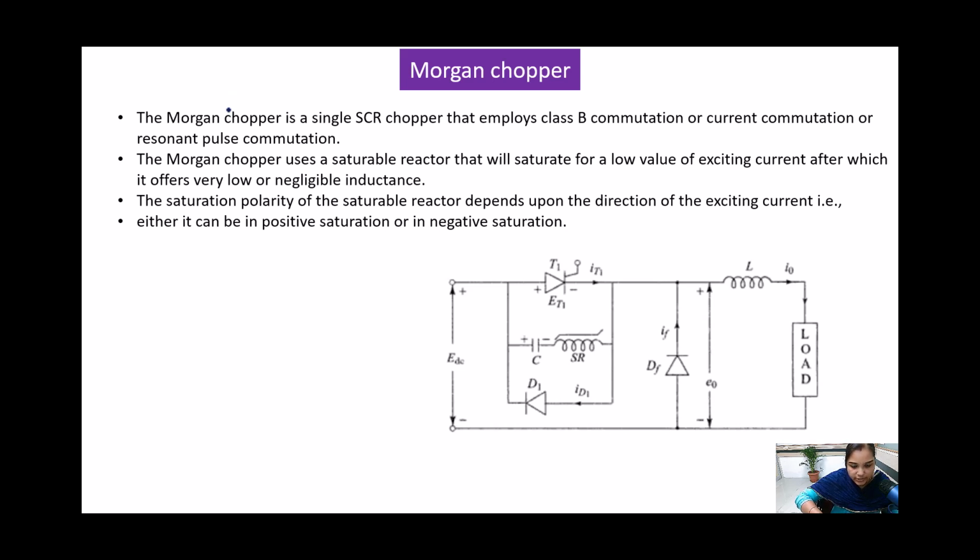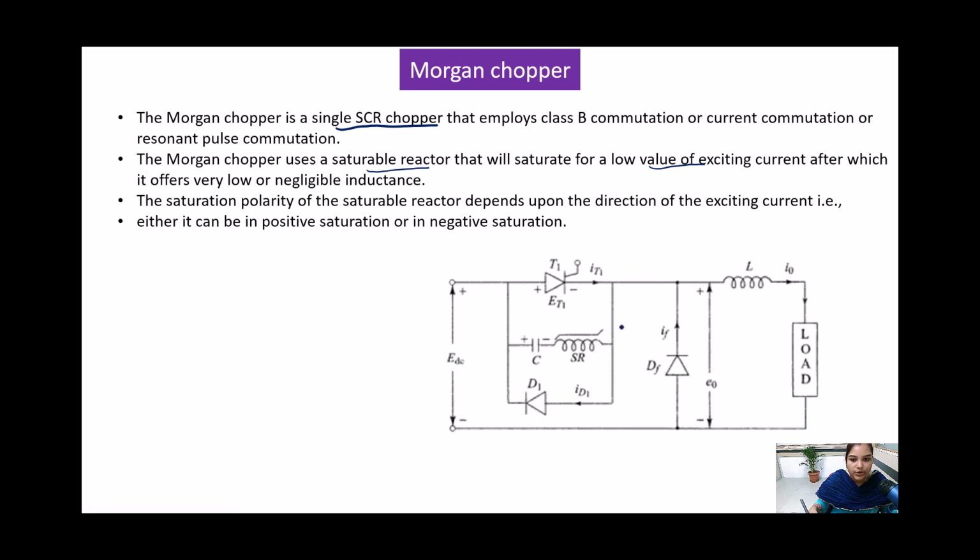Today we can see the Morgan chopper. Morgan chopper is a single SCR chopper that employs class B commutation or current commutation or resonance pulse commutation. So the Morgan chopper uses a saturable reactor, that will saturate for a low value of exciting current, after which it offers very low or negligible inductance.